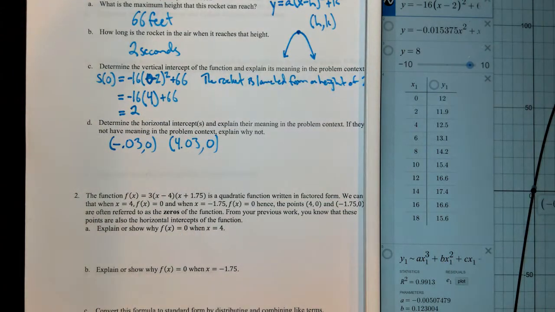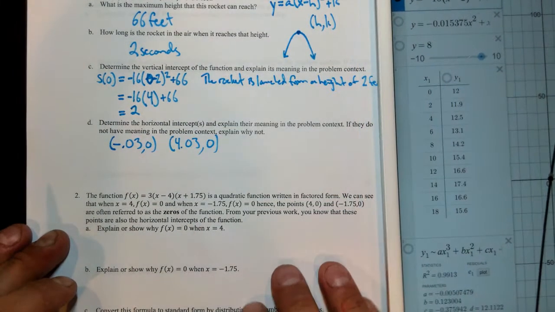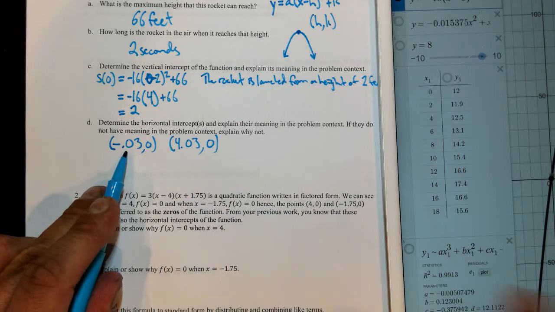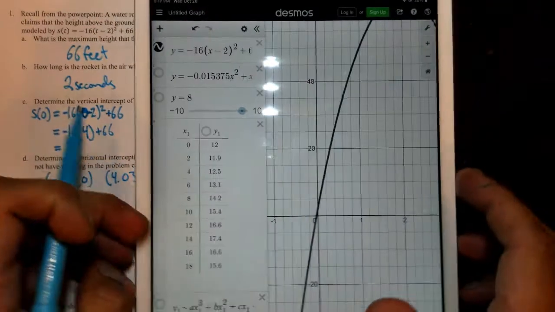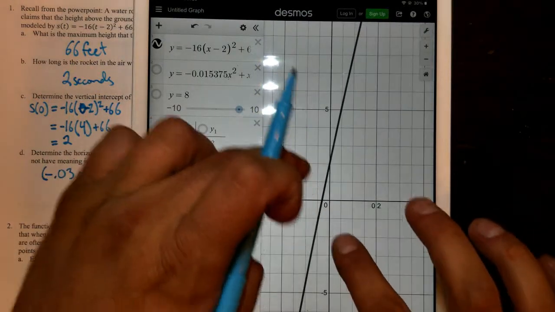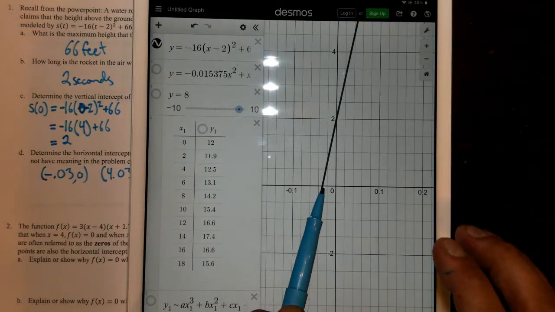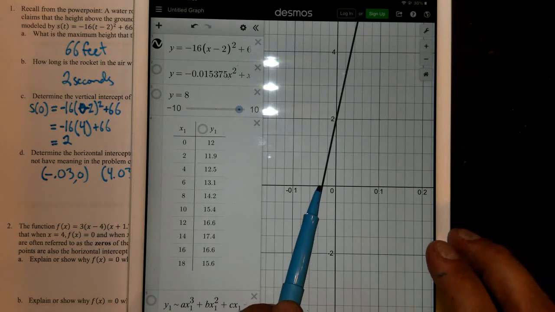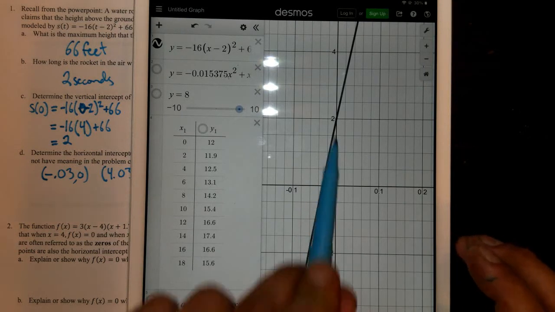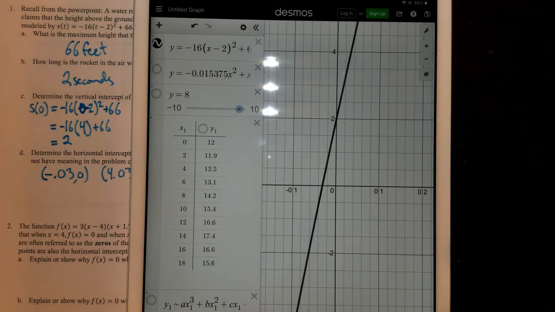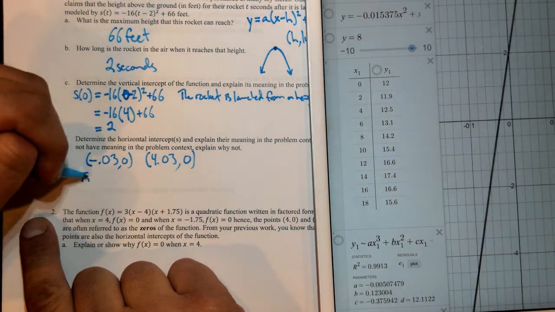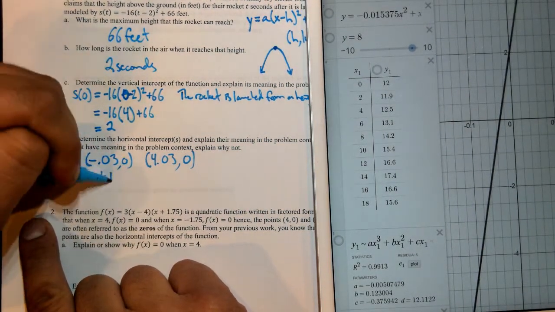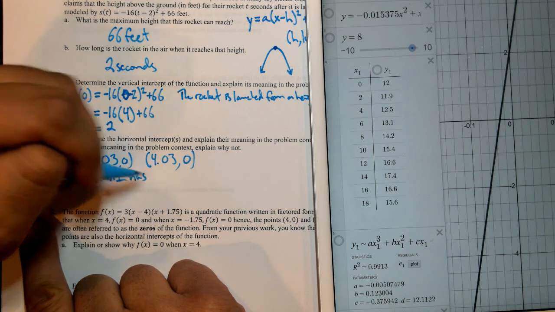And explain their meaning in the problem context. Well, let's think about it. This first one has no meaning. If we just zoom in onto this function here, notice that our first intercept happens in the negative time area. Anything to the left of 0 is in negative time. So that doesn't make sense. So the first horizontal intercept has no meaning for that reason.